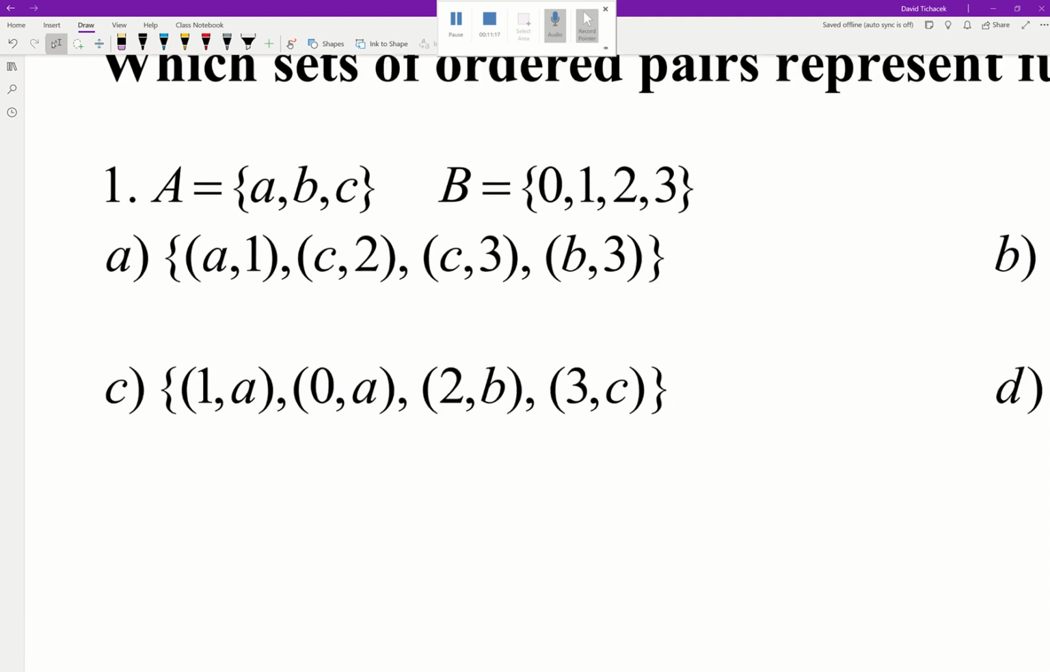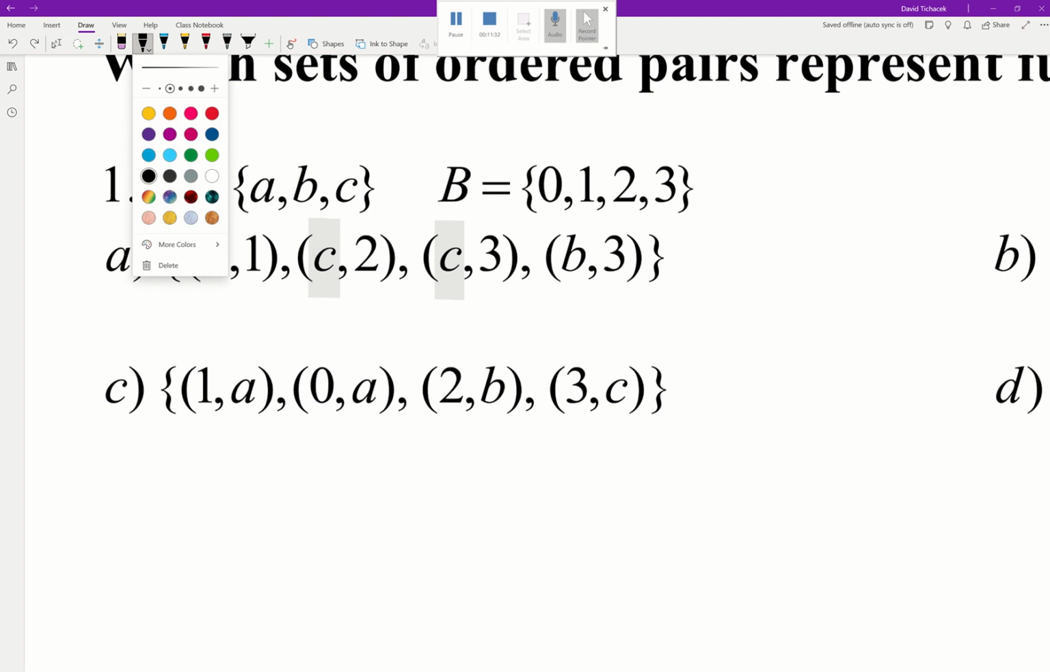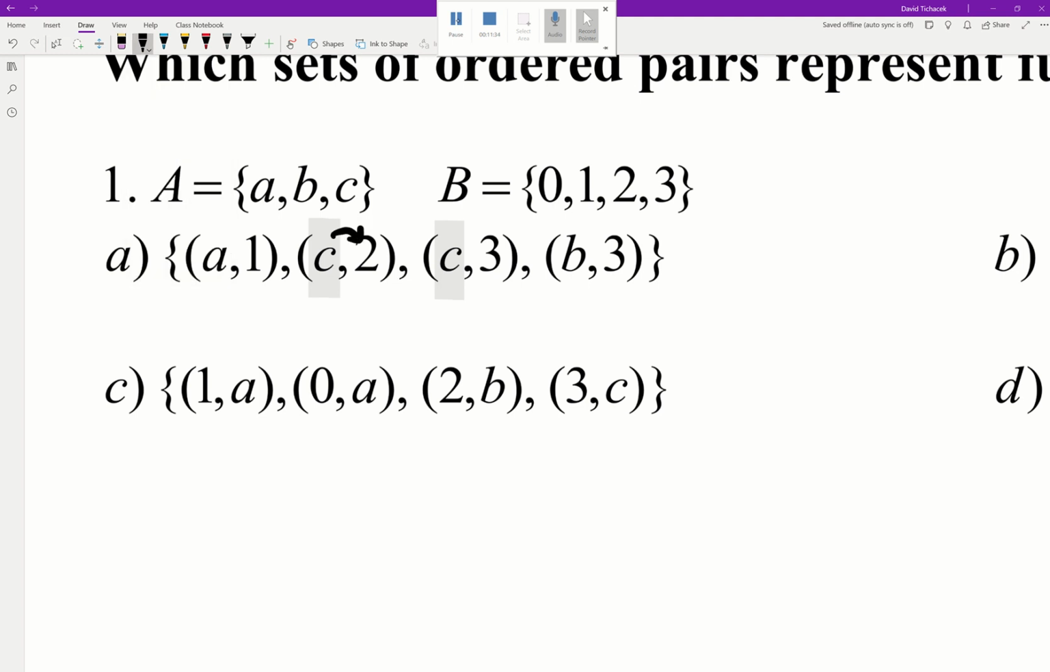If you take a look at part A there, I think things immediately are going to start to fall apart. You notice that an input of A is going to go with an output of 1. That's not a red flag. But you notice that I've got an input of C, and C is going to go to 2, and it's also going to go to 3, unfortunately. This is a red flag, that C is going to go to two different things, so that is not going to be a function.